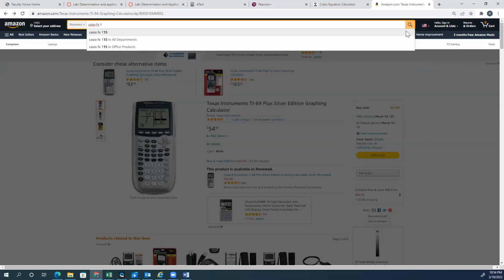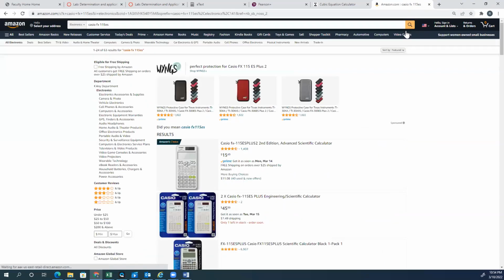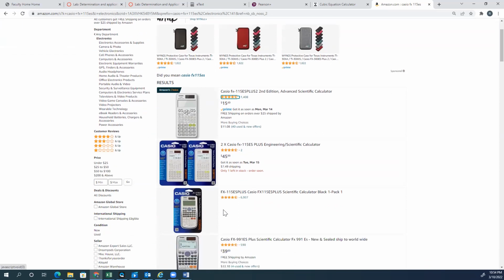It's also nice to have a simple calculator as a backup calculator. This calculator is really powerful. This Casio FX 115 ES plus 2. Well, it's only 15.50. The price has gone down. Or 2 for 45.